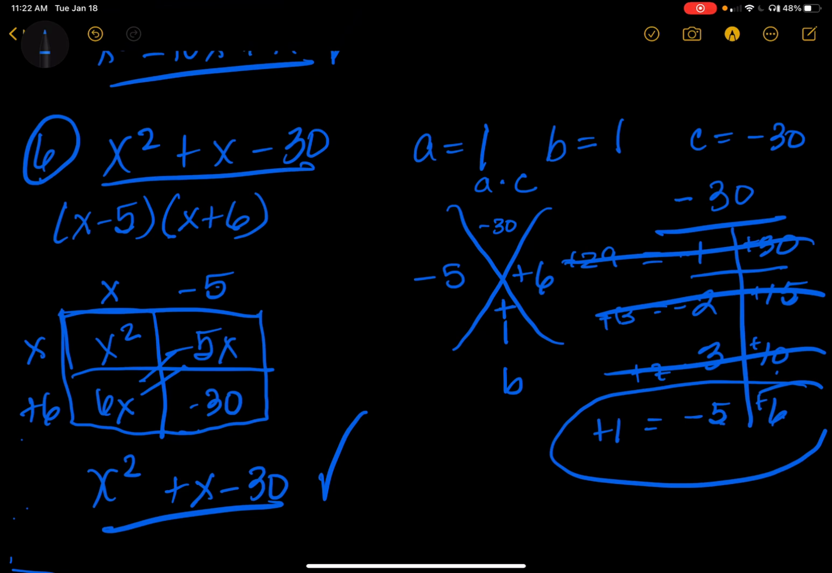Guys, I hope this helps. It's definitely going to be important for tomorrow's lesson when we start converting standard form to vertex form, because you're going to have to know how to factor.